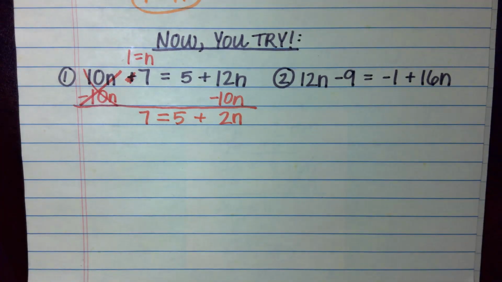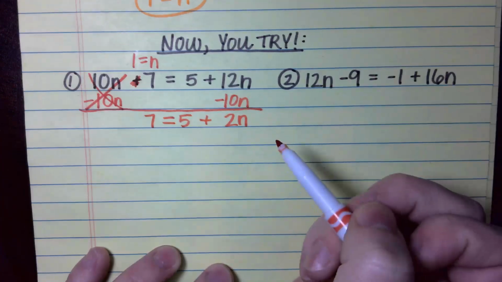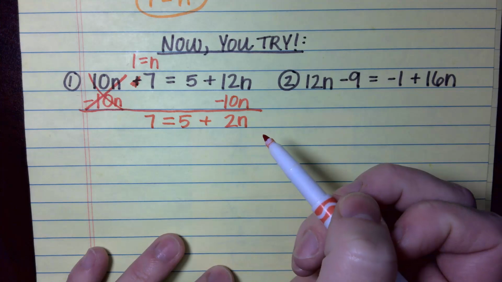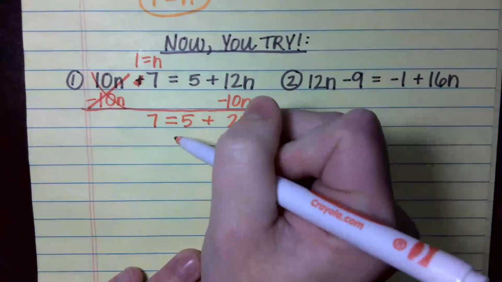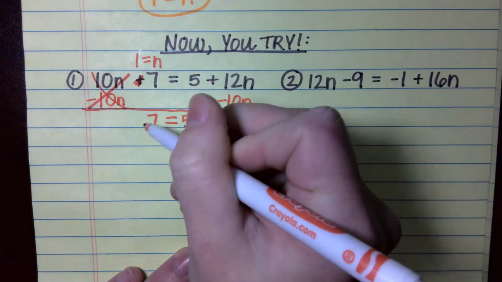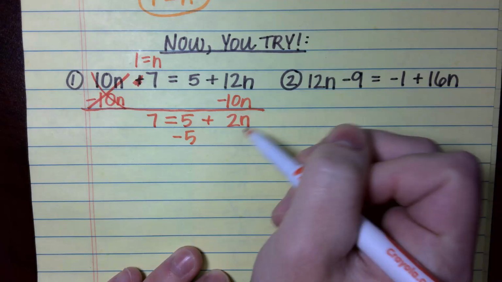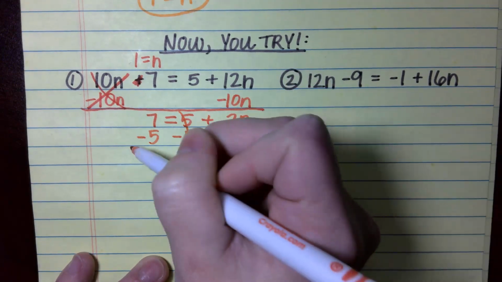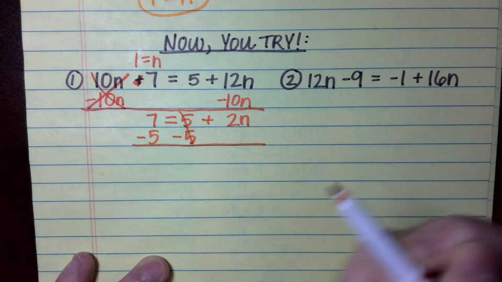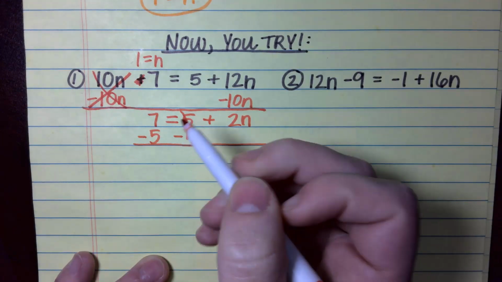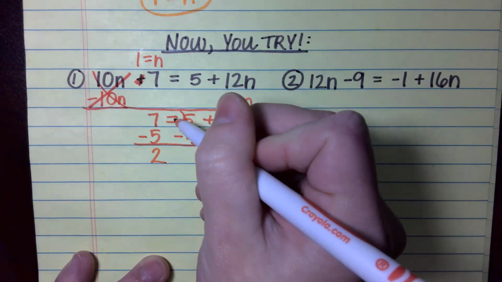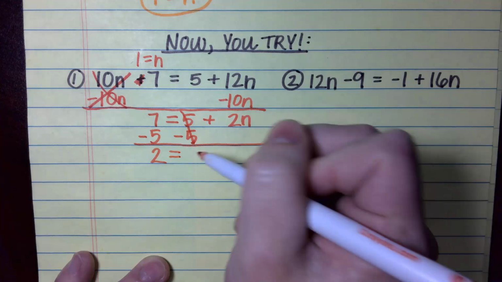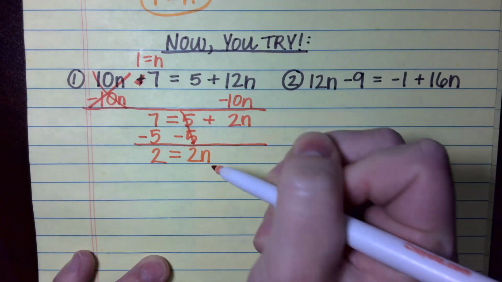Okay, so now we're here. What should we do next? I subtract 5. Yes, that's right. Get rid of the 5. We want to bring it over there so we can get the n by itself. So we're going to do that to both sides. My 5's will cancel. And what is 7 minus 5? 2 equals 2 times n.